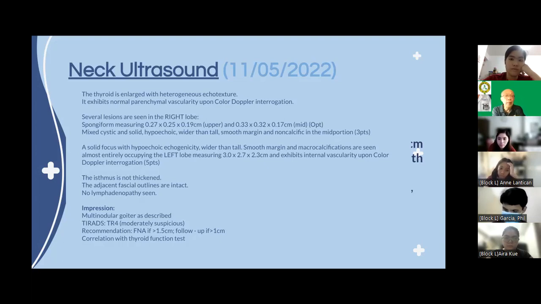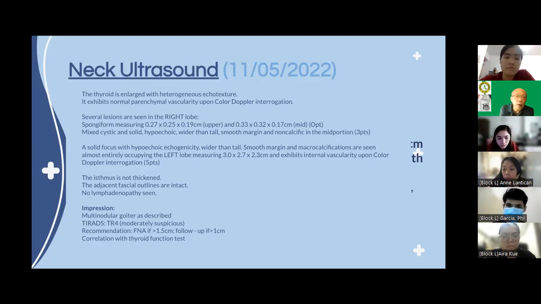The other finding is that the radiologist interpreted it as TI-RADS 4. What are the points? They use so many parameters in computing for the TI-RADS. It has 5 points. They use whether it's solid or cystic; cystic usually has fewer points. Then wider than tall versus taller than wide, which one has higher points? Taller than wide has higher points.